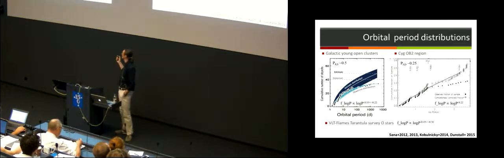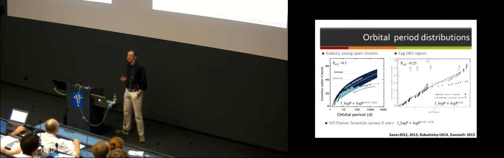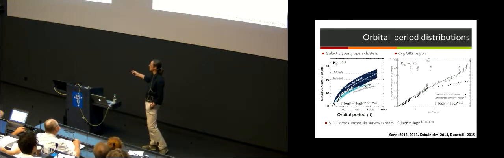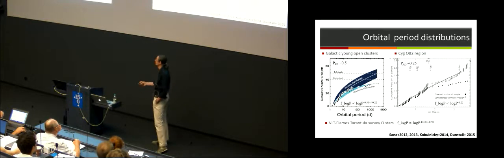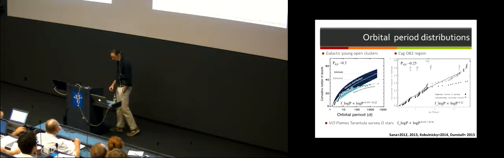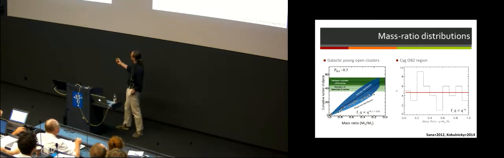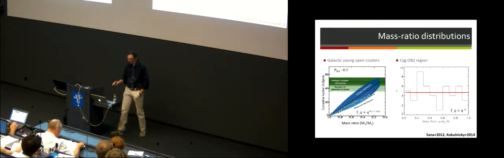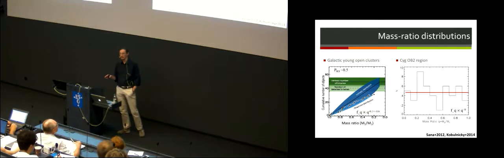For what it's worth, in this separation or period range, the power law is actually sufficient to describe the data, because when you do a Kolmogorov-Smirnov test between your simulations and your observations, you get values of the order of 0.2 to 0.5. So there's no need to say that the power law is insufficient in that small separation range. Again, for the mass ratio distribution, both Cygnus OB2 and the galactic young open clusters agree really well with a flat distribution of mass ratio. So that was the state of the art up to 3 years ago.